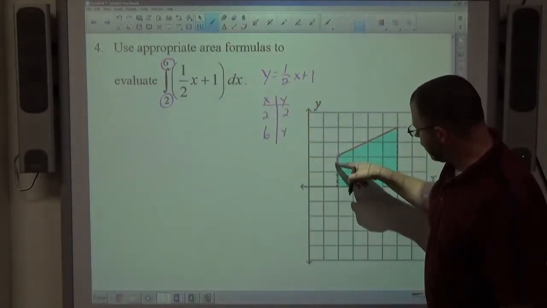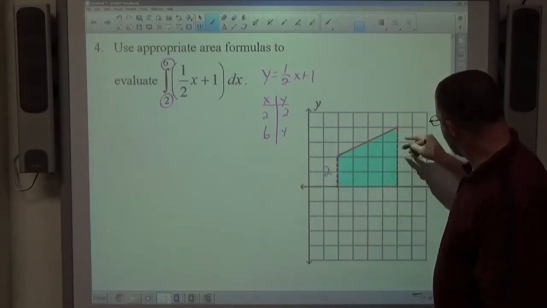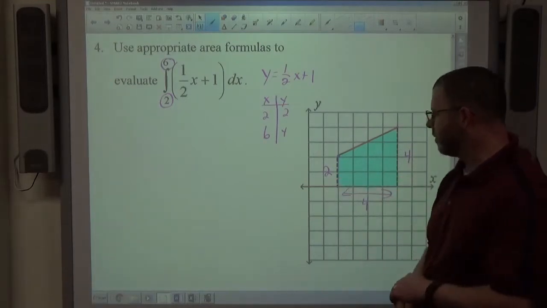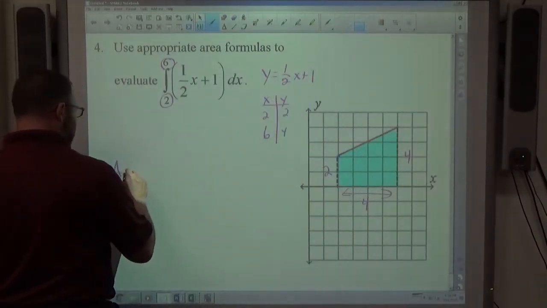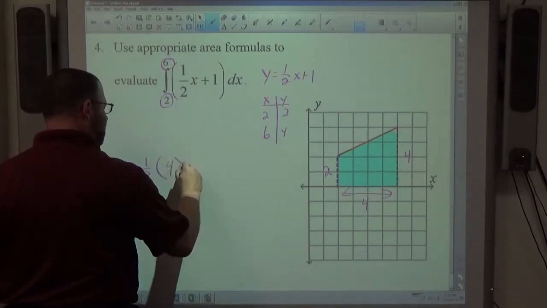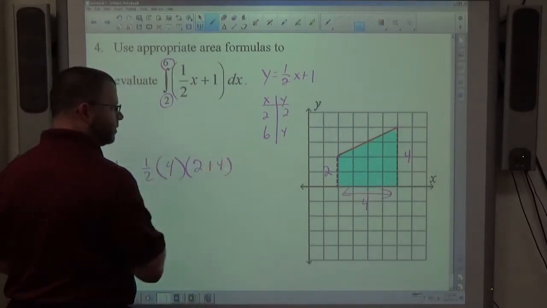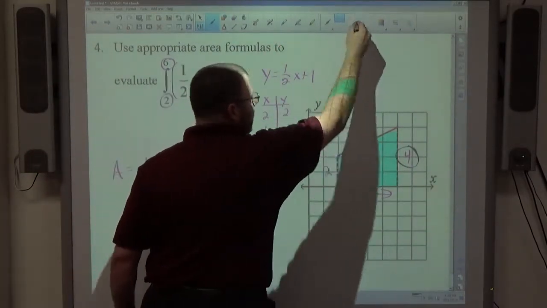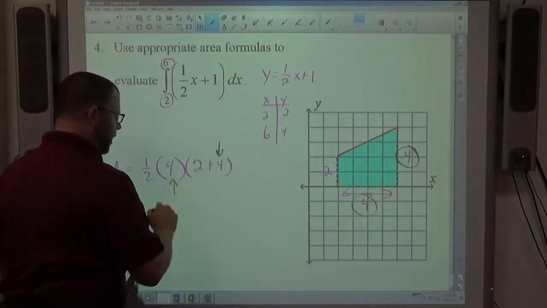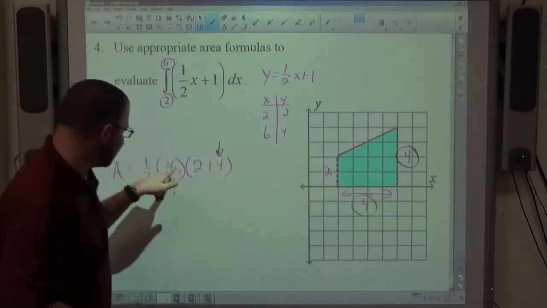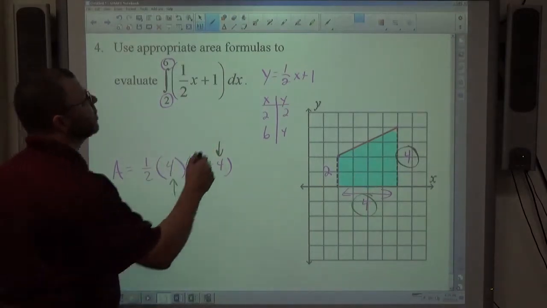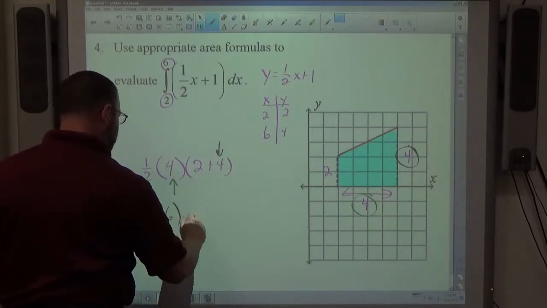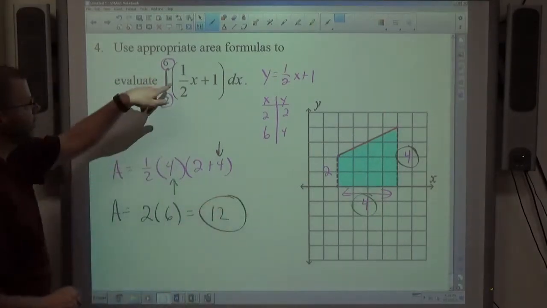The height, or I should say this base is 2, and this base is 4, and the height is the distance between the bases, that's also 4. The area formula for a trapezoid is equal to 1/2 times its height times the sum of its bases. And just to highlight things, this 4 is that one, and this 4 is that one. So again, this 4 is the distance between the bases, that's half the height, and then 2 plus 4 is the bases. So half of 4 is 2, 2 plus 4 is 6, 2 times 6 is 12. So the answer to this problem is 12.